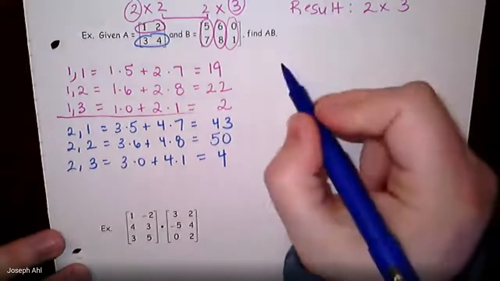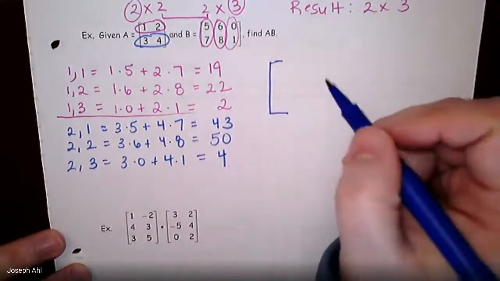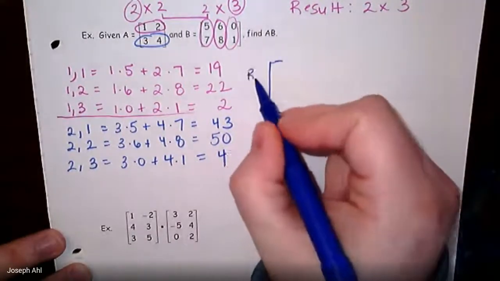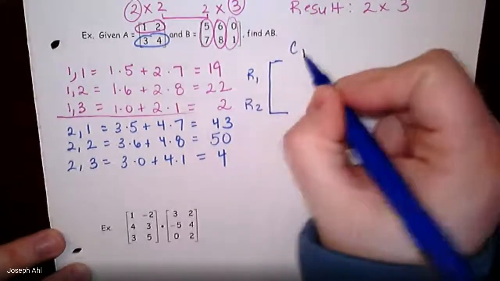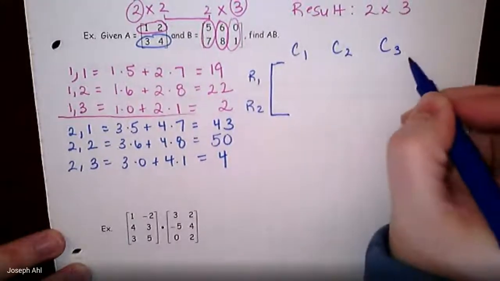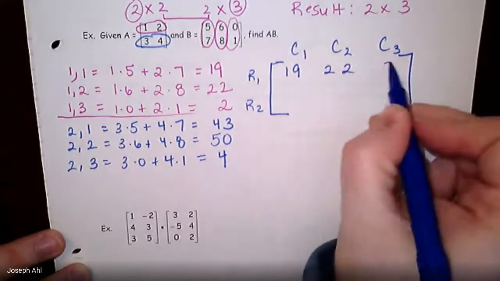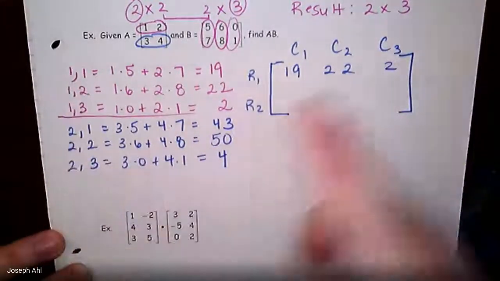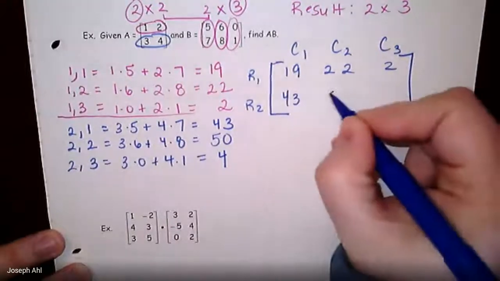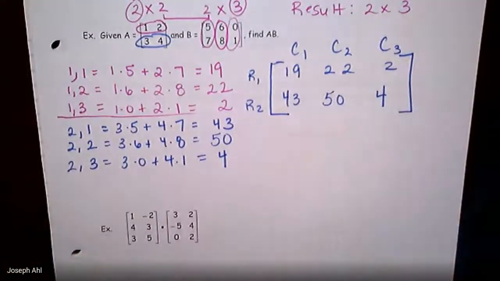And then all together, how do I figure out the product? Well, the product has two rows, going to have three columns, whose elements are 19, 22, and 2. This is all the top row information. The bottom row is 43, 50, and 4. And if you don't believe me, check it out on the calc.